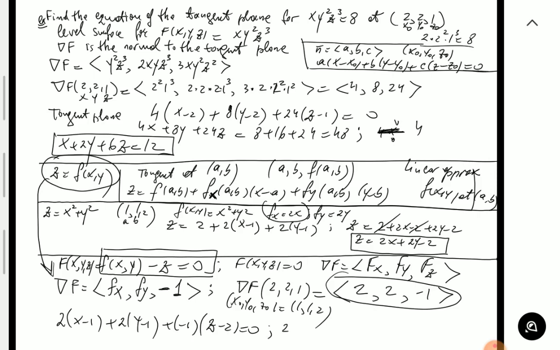But if I rearrange the terms, you end up with the same plane. z equals 2x plus 2y minus 2. So I want to emphasize that the formula for the tangent plane in this section is just the more general one. The one we had before is a particular case.